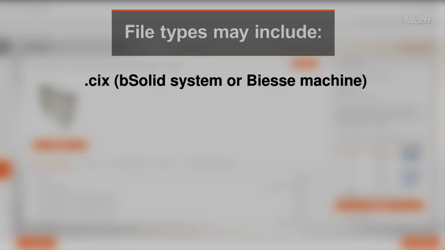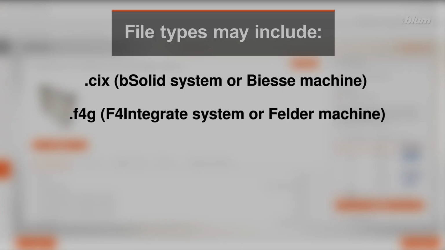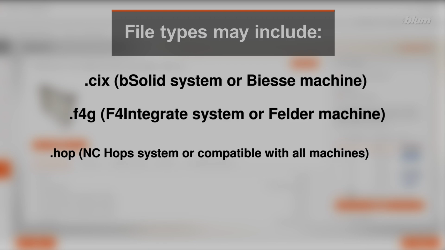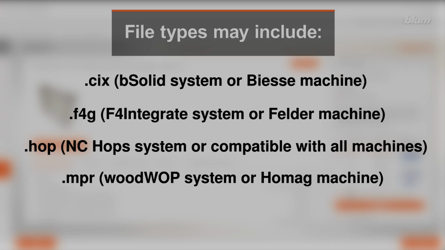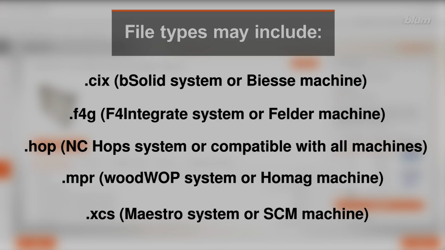File types may include CIX, B-Solid System or BSA machine; F4G, F4 Integrate System or Felder machine; HOP, NC Hops System or compatible with all machines; MPR, WoodWop System or HOMAG machine; XCS, Maestro System or SCM machine.